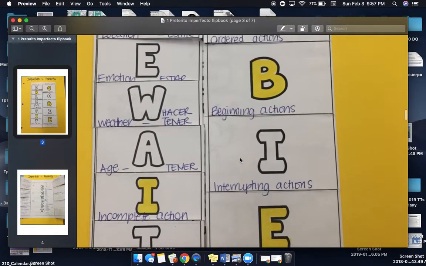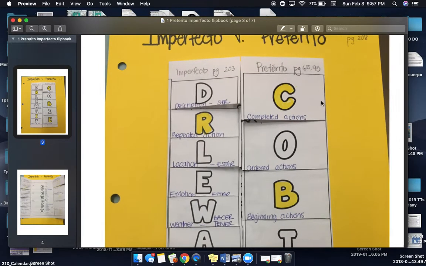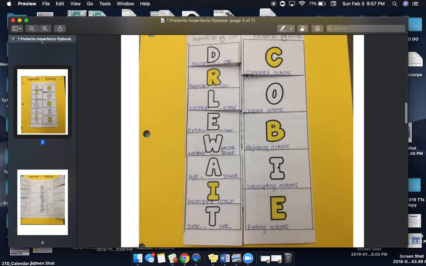Now, you did lots of great work regarding the preterite, and again, please ignore these page numbers. But when do we use the preterite? And we're going to use Kobe. Kobe is going to help us remember when to use the preterite.